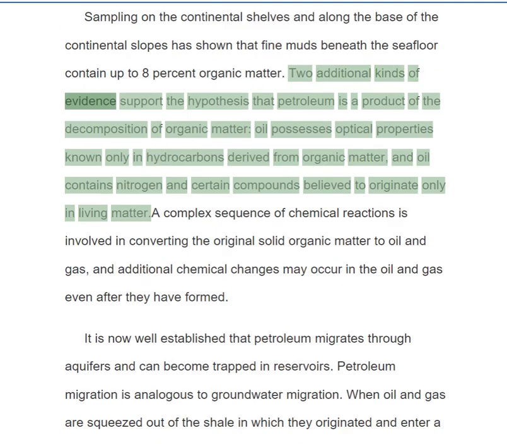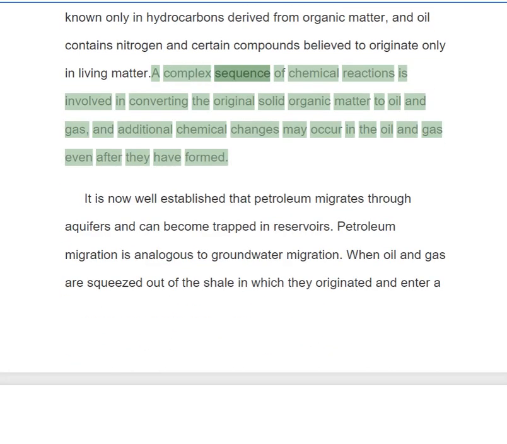Two additional kinds of evidence support the hypothesis that petroleum is a product of the decomposition of organic matter. Oil possesses optical properties known only in hydrocarbons derived from organic matter, and oil contains nitrogen and certain compounds believed to originate only in living matter. A complex sequence of chemical reactions is involved in converting the original solid organic matter to oil and gas, and additional chemical changes may occur in the oil and gas even after they have formed.